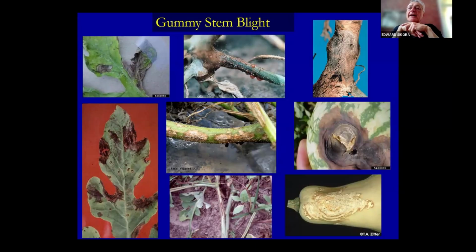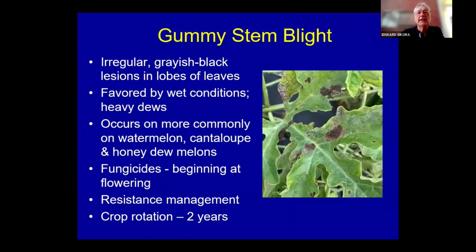Off to the right, you can see some fungal fruiting structures on the stem itself under dry conditions. And also the pathogen, or the pathogens that are in the gummy stem blight complex, can also cause black rot, or what we used to call black rot, on watermelons. And also you can see it on honeydew melons. I think that's a honeydew on the bottom right. That might be a butternut, sorry. So, irregular grayish black lesions in the lobes of the leaves, favored by wet conditions, heavy dews, occurs more commonly on watermelon, cantaloupe, and honeydew melons, and also on some of these specialty melons that have come around for the last 10 years or so.